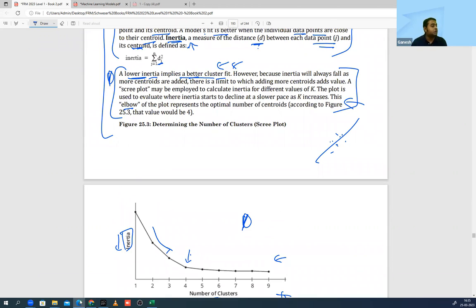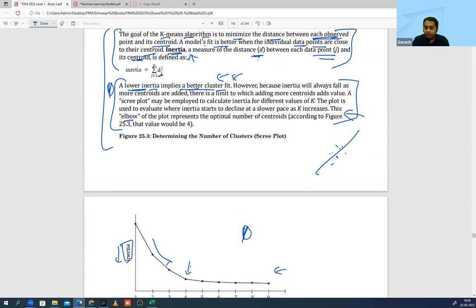One more point which I missed talking about. If you're going to increase the number of clusters, the inertia is going to go down, but the change in the inertia, meaning the benefit which we are getting by adding a new cluster, is very, very slow. Meaning it is reducing. So that elbow point will tell you, as it is written over here, when inertia starts to decline at a slower pace, which means when I'm adding new clusters, I'm not getting that much benefit.